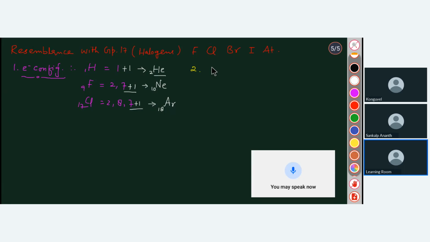So next, the resemblance with the halogens is the electronegative character.